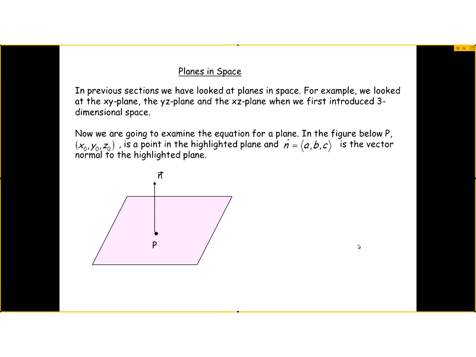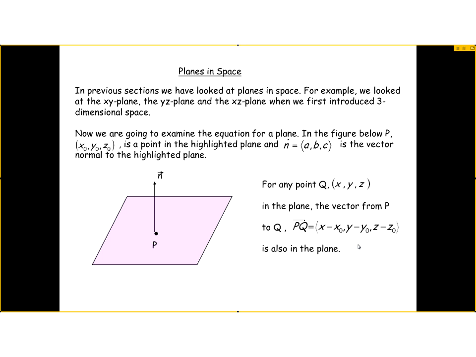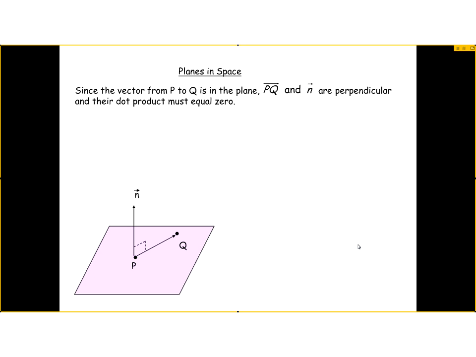Planes in the space. Next, there is a plane, the XY plane, and there is a perpendicular to the plane. For any point Q (x, y, z) in the plane, the vector PQ, equal to x minus x naught, y minus y naught, z minus z naught, is also in the plane. So PQ is a line on the plane. It is denoted by this.